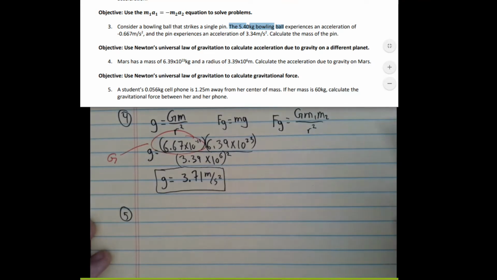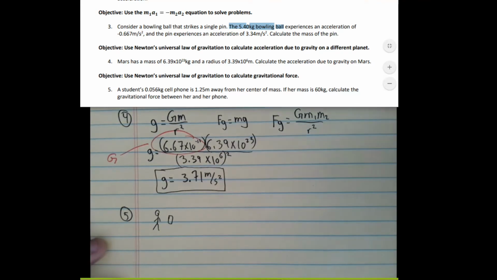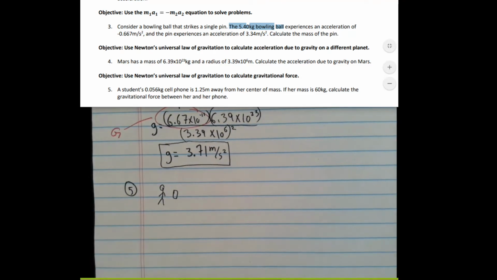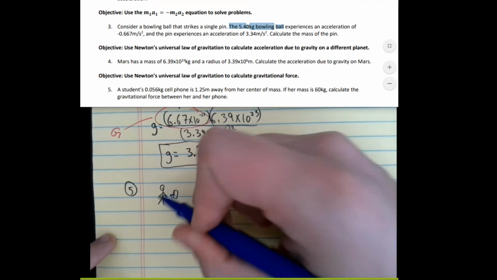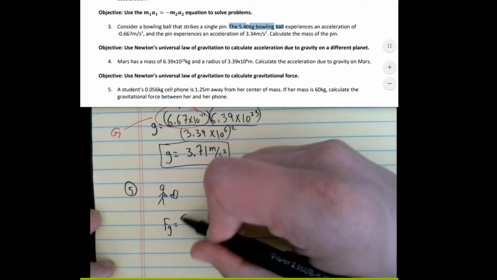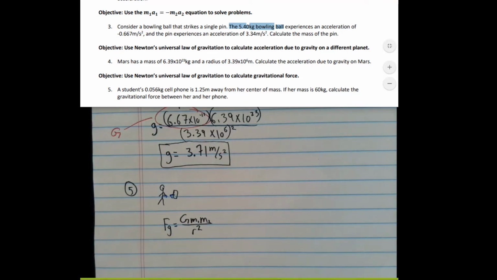Number 5 is about a person standing near their cell phone, and although you feel the need to walk over to your cell phone all the time, it's not actually gravity. That gravitational force is too small. So we'll calculate the gravitational force between this person and their cell phone. So the student has a 0.056 kilogram cell phone. It's 1.25 meters away from her, and her mass is 60. Calculate Fg between her and her phone.